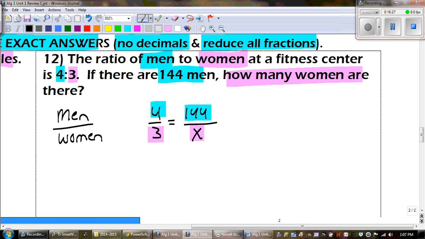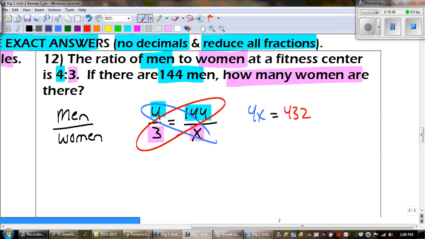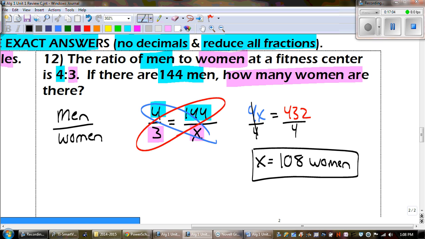And then we just do the cross multiply. Okay. So 4 times x gives us 4x, and 3 times 144. Just do it in your calculator. You should get 432. And then to solve for x, we have to divide both sides by 4, and then we get x equals 108. And that's 108 what? That's right, women. Don't forget to label your answer.